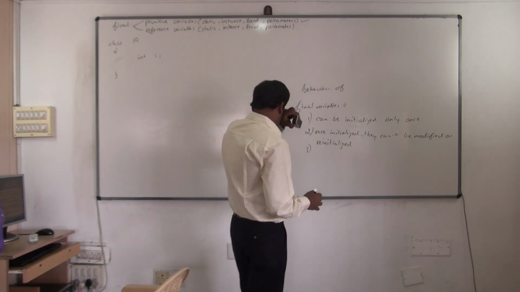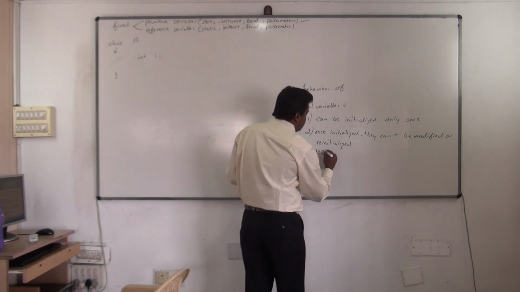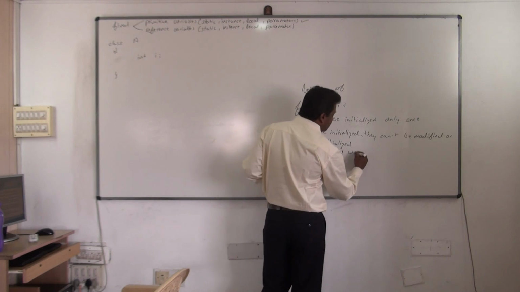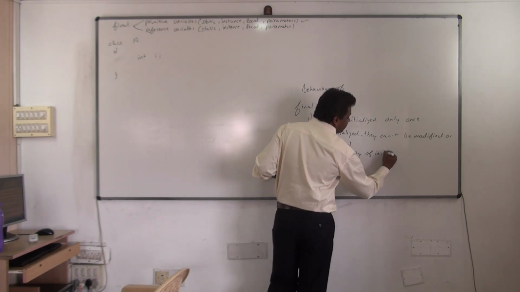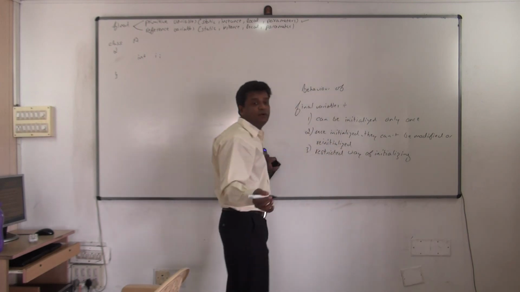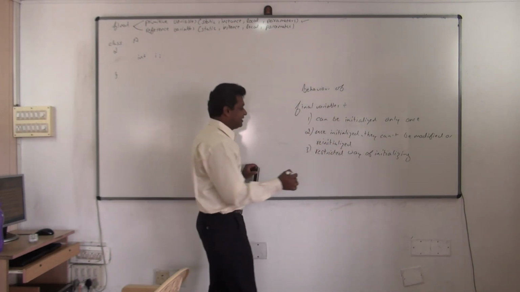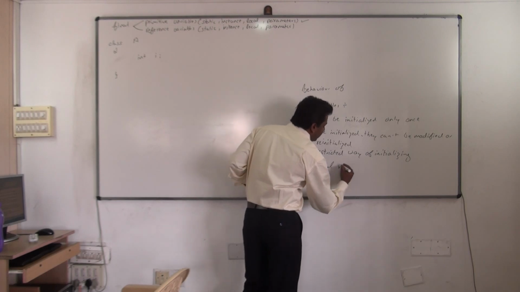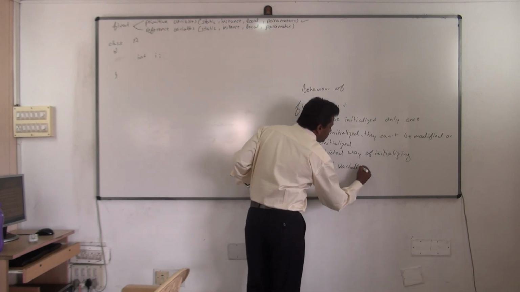Third thing, there is a restricted way of initializing. You cannot initialize it however you want. Restricted way of initializing means you cannot initialize the final variable whenever you want, wherever you want. There is a restricted way. Last thing, final variables do not have default values.